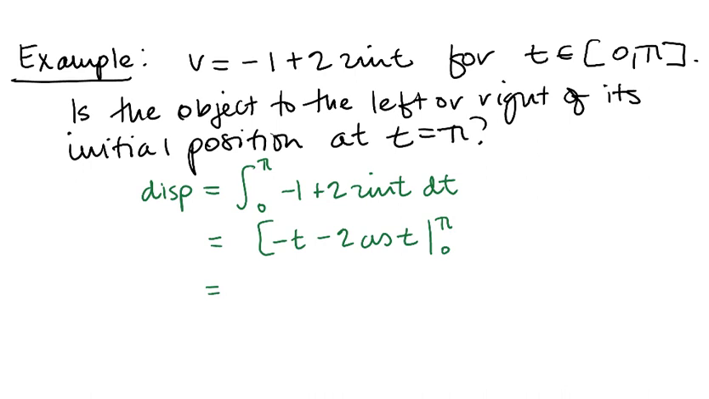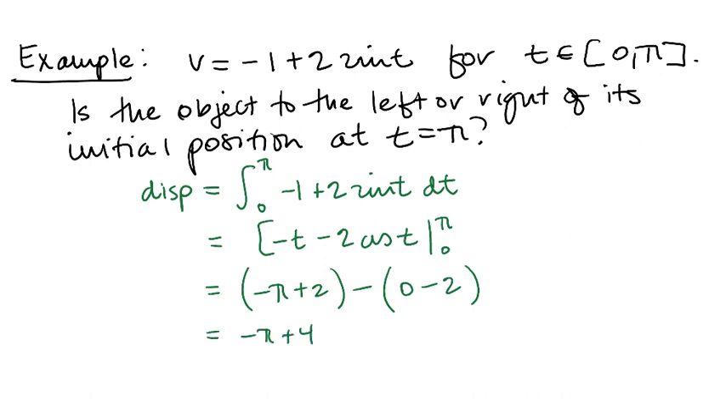And that's going to be -pi minus 2 cosine of pi. Well, cosine of pi is -1, so it'll be plus 2 minus, -0 is 0, minus 2 cosine of 0 is -2. All right, so I've got -pi plus 2, and then another plus 2 is equal to -pi plus 4.